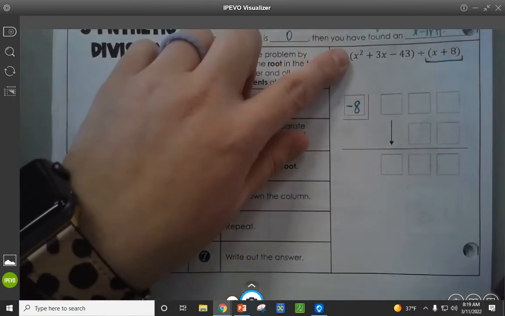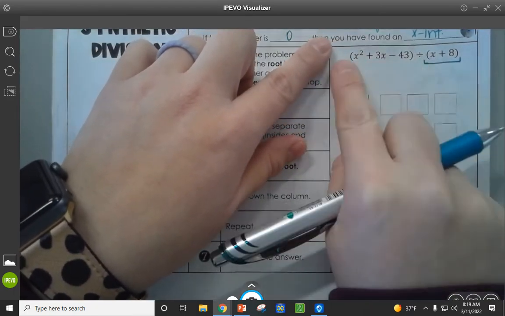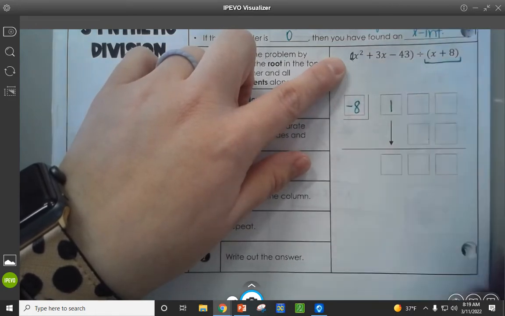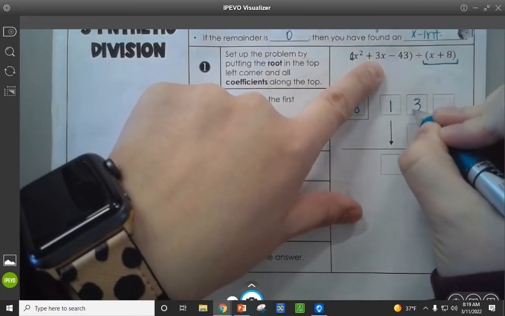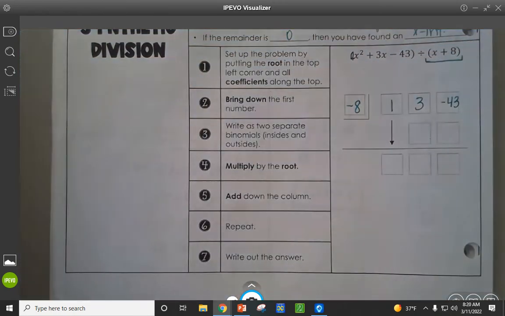Now the other boxes are going to come from the coefficients. So this is a 1x squared. So I'm going to put a 1. And then a 3x. So I'm going to put a 3. And a -43.